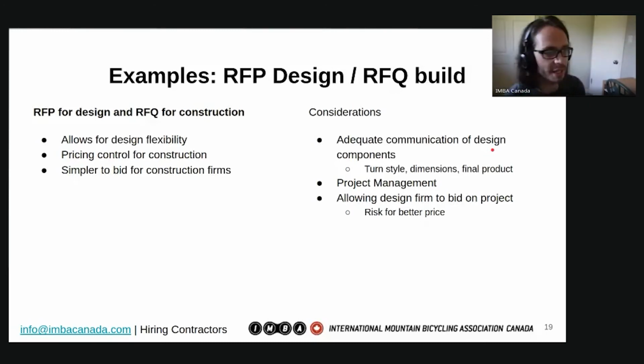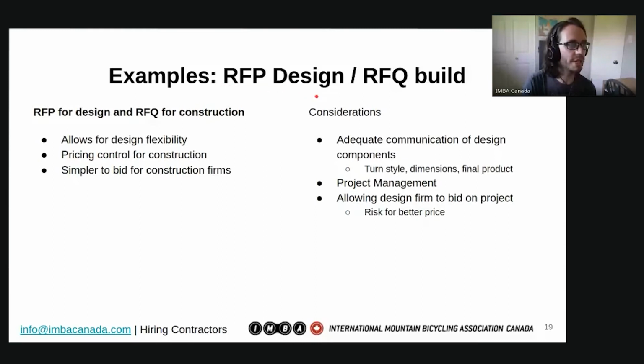Some considerations: you want to make sure that the design components are there. Turns and dimensions and final product and berm insloping. You want to make sure that the design document that was created is detailed enough that there's a really good chance that the final product will turn out as the designer intended. Remember, compared to the last one, there's a disconnect between the person who's designing and the person who's building. And that's not necessarily so.